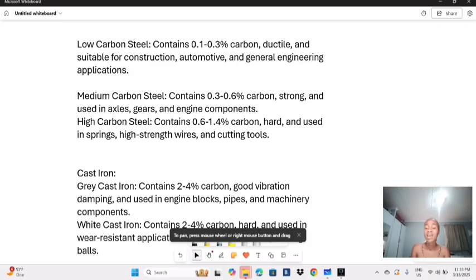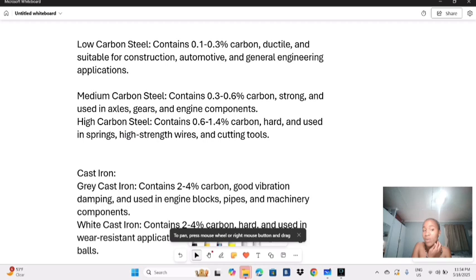Ferrous metals and ferrous alloys. We're going to start with low carbon steel. We know that low carbon steel contains 0.1 to 0.3 percent of carbon, is ductile, and is suitable for construction, automotive, and general engineering applications. Then we're going to move to medium carbon steel. We know that medium carbon steel contains 0.3 to 0.6 percent of carbon, and it is strong and used in axles, gears, and engine components.